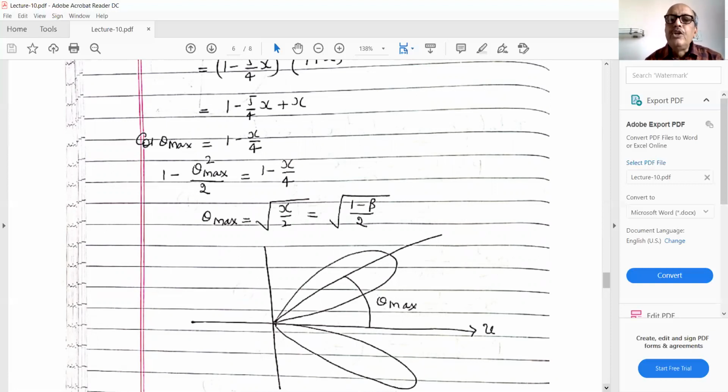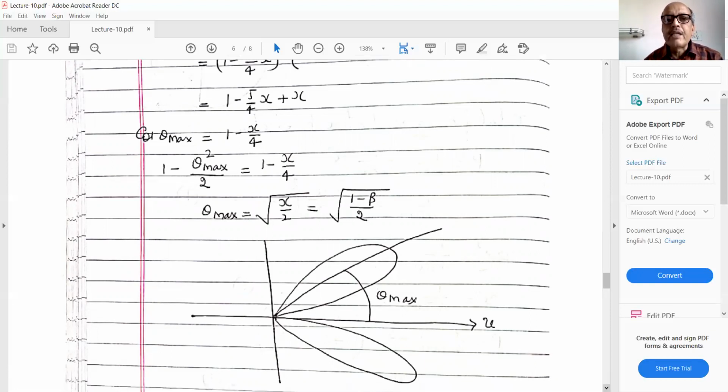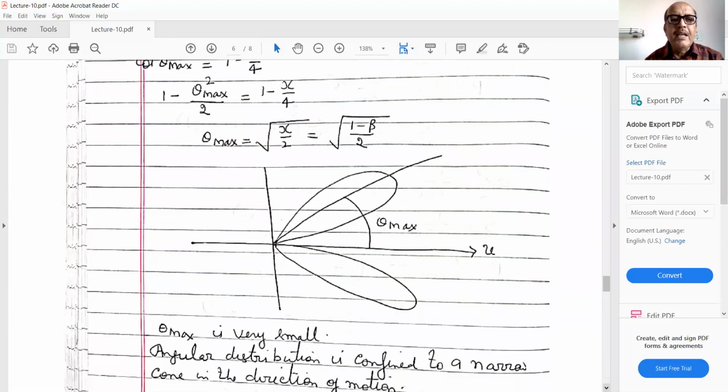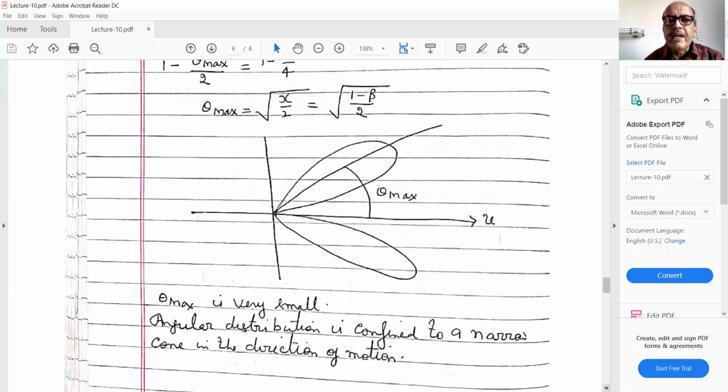In the last lecture I made a statement that the donut of maximum radiation is pushed towards the direction of the velocity or acceleration of the particle. So theta maximum is very small. The angular distribution is confined to a narrow cone in the direction of the motion of the particle, because theta is very small, being under root of (1 minus beta) upon 2. If v is exactly equal to c, theta maximum will be equal to 0.